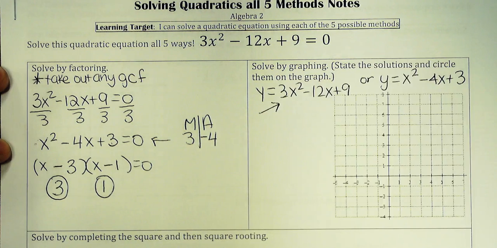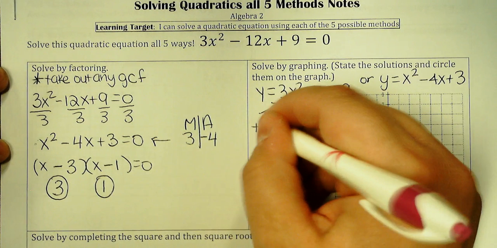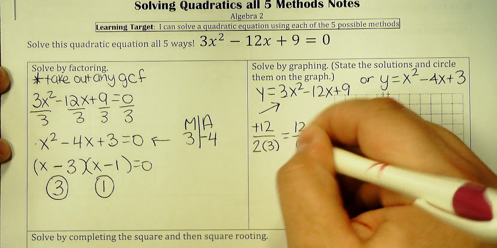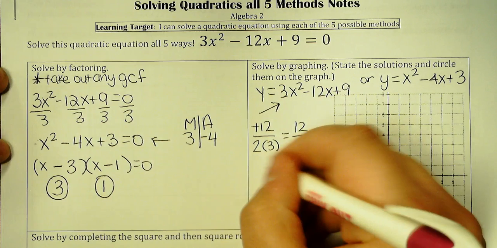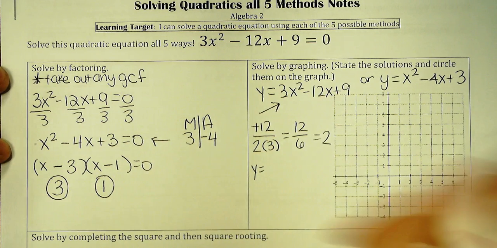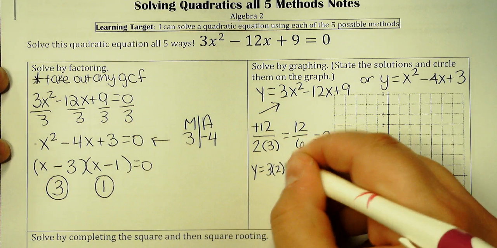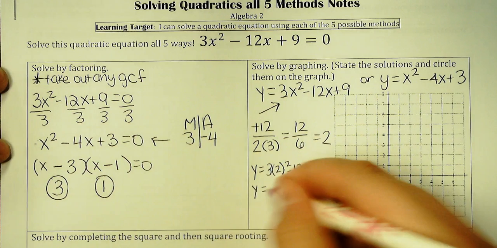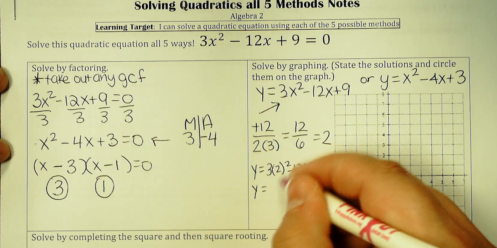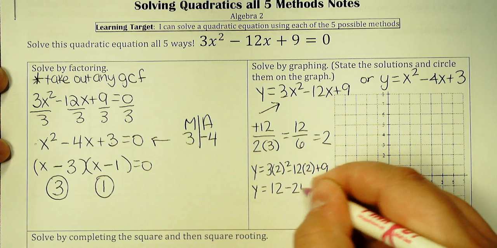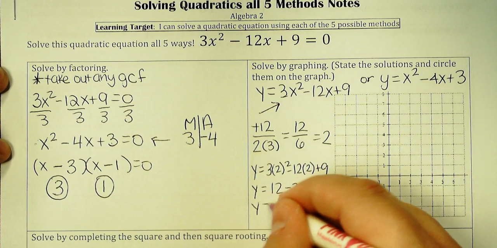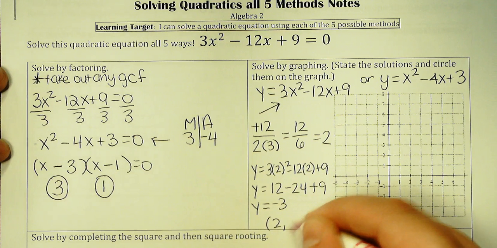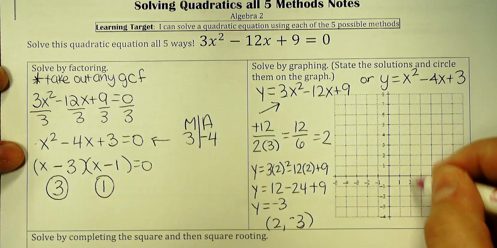To find the vertex, I take the opposite of b, so plus 12 over 2a, 2 times 3. It's going to give you 12 over 6, which is 2. And then if I want to figure out the y-coordinate of the vertex, I just plug that in. So 3 times 2 squared minus 12 times 2 plus 9. You can type that right into your calculator if you want to. 2 squared is 4 times 3 is 12. It's going to be minus 24 plus 9. Combine your like terms there. This is going to be negative 12 plus 9, which is negative 3. So my vertex is 2, negative 3.